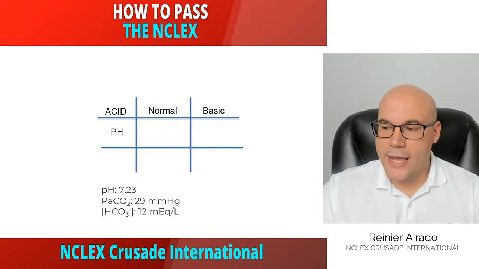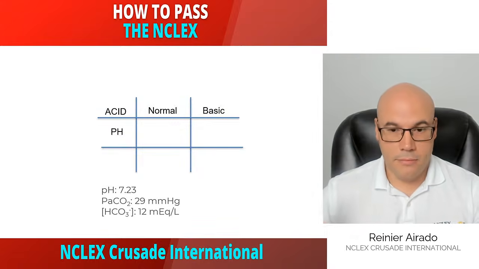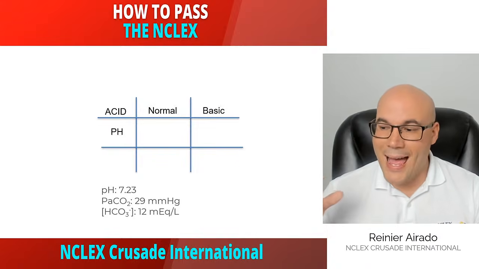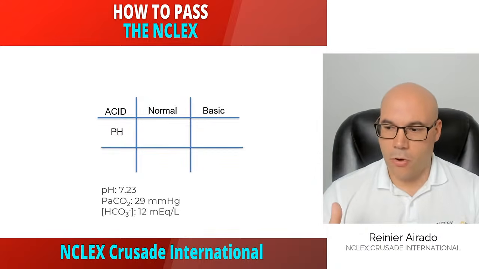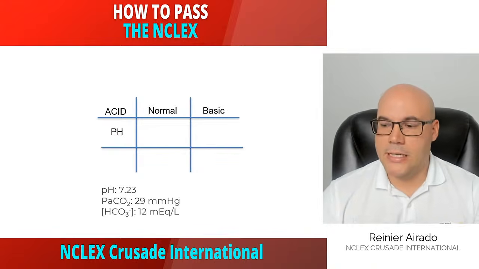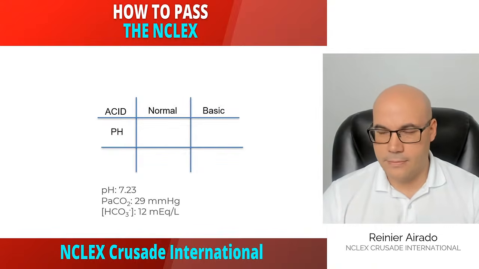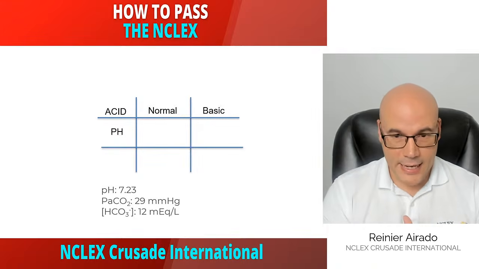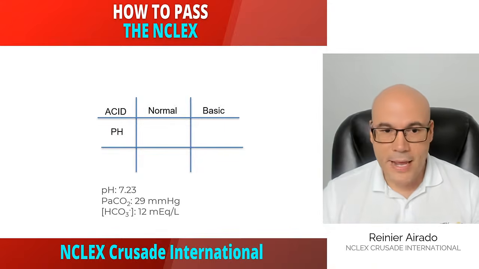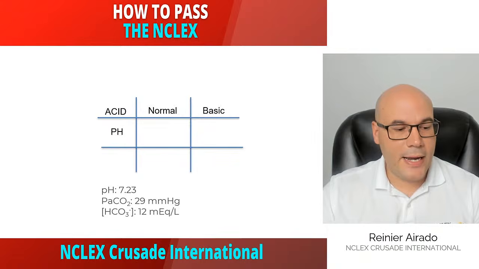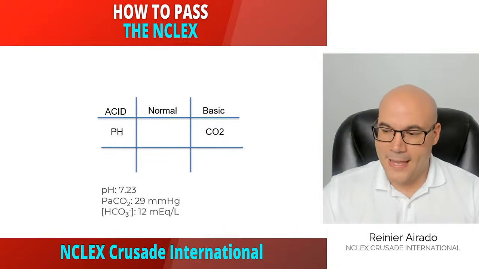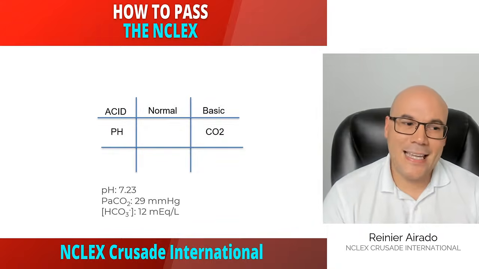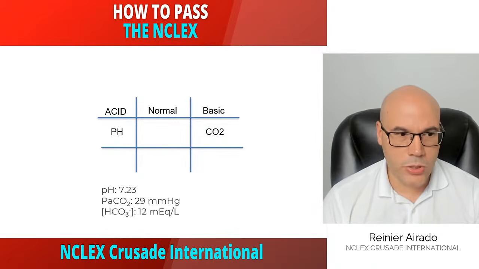The CO2 is 29. Remembering the normal values of CO2, 35 to 45, 29 is under the normal range. So we have little CO2, or carbon dioxide. Now, is a CO2 of 29 acidic, normal, or basic? A CO2 of 29 is basic. Now, I'll show you a trick that I like to use, because I see a lot of students getting confused with the CO2.